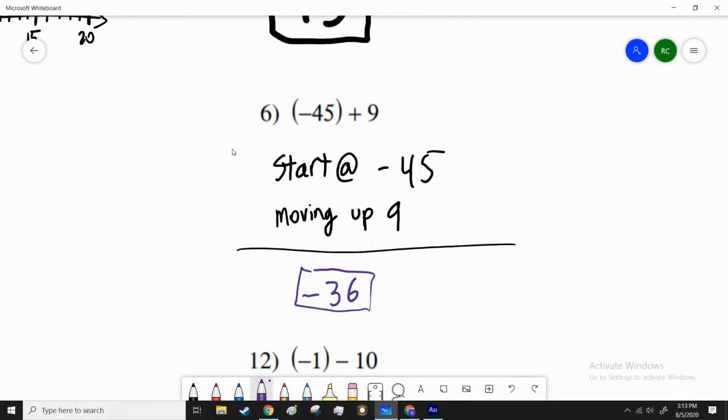But again, the way I think of it is I start at negative 45 and then I climb the ladder or go up the elevator in that building we were talking about. If I go up 9 floors from the negative 45th floor, what floor do I end up at? Well, the negative 36th floor.